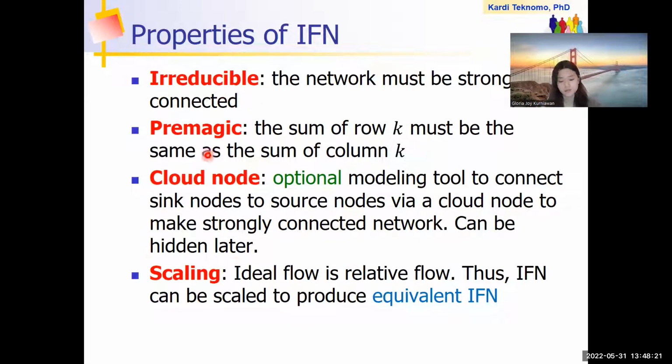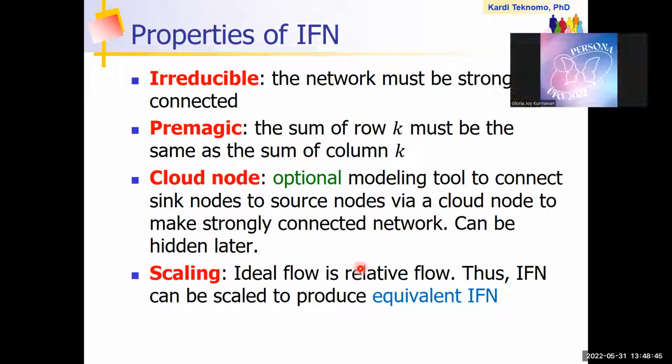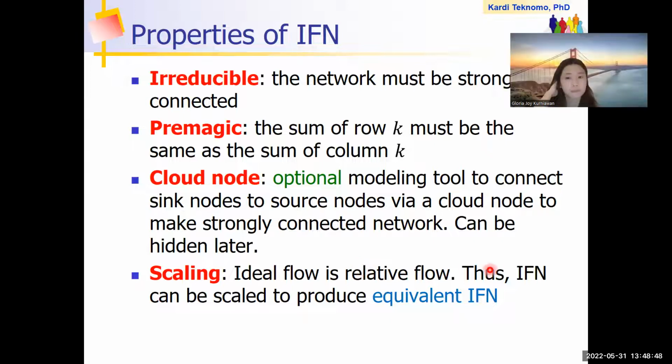Another property, you can check the scaling. Because ideal flow is basically relative flow, it is always a rational number. Rational number, you remember? Something divided by something. So in that case, you can always make it into integers. And two IFN are called equivalent if they are just positive scalings of each other.